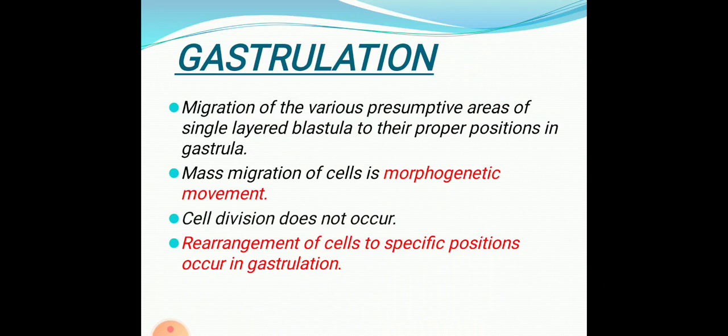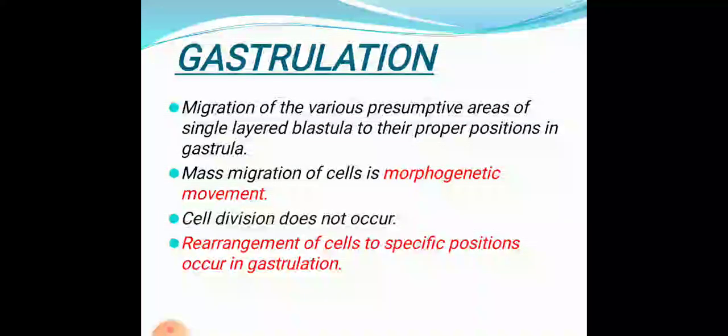Like that, gastrulation means development of gastrula from the blastula, that is called as gastrulation. The blastula has a single layer of cells, that is called as blastoderm. Only one layer of cells is present in the blastula. But in the gastrula it has three layers of cells, that is endoderm, ectoderm and mesoderm. During the gastrulation, the cells or the blastomeres are arranged into three layers, not in one layer.